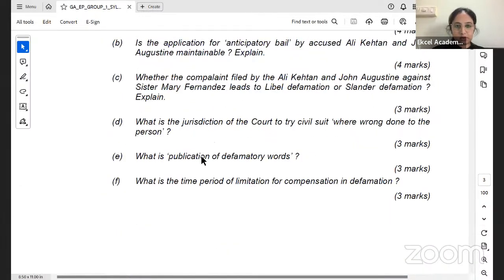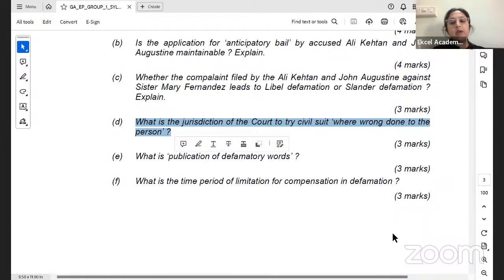question 4, that is D. What is the jurisdiction of the court to try a civil suit where wrong is done to a person? So next, this is the jurisdiction of the court. This is related to the civil court. This is also a kind of direct question. They are just asking about civil court jurisdiction when it comes to wrong done to a person.